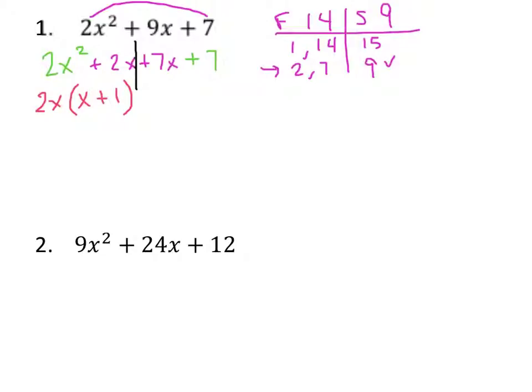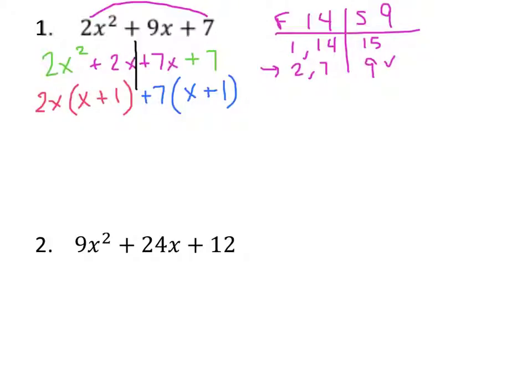Alright, so for the other half, the biggest thing that 7x and 7 have in common is 7. If I divide 7 out of 7x, I'm left with x, and if I divide 7 out of 7, I'm left with 1. Now this is a good point to check to make sure you're on the right track. If what's inside these two parentheses is the same, then you know you're right.